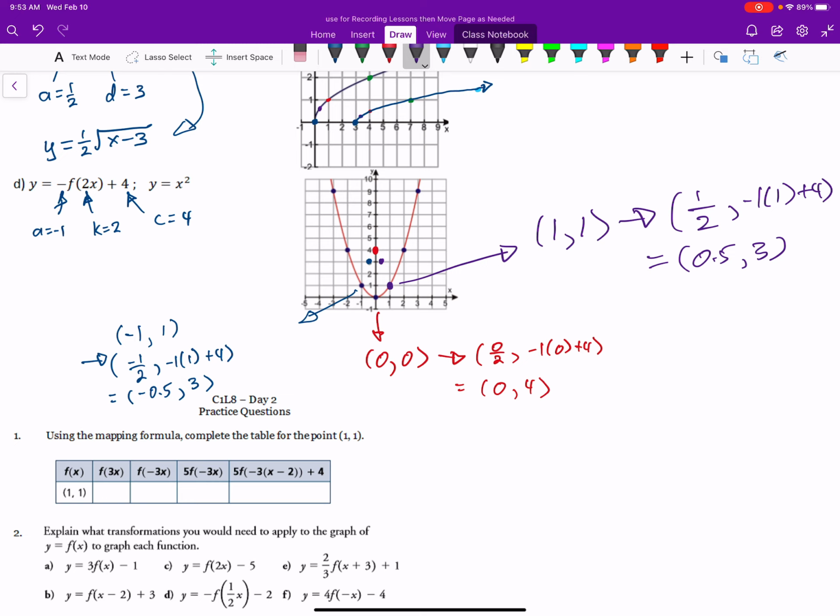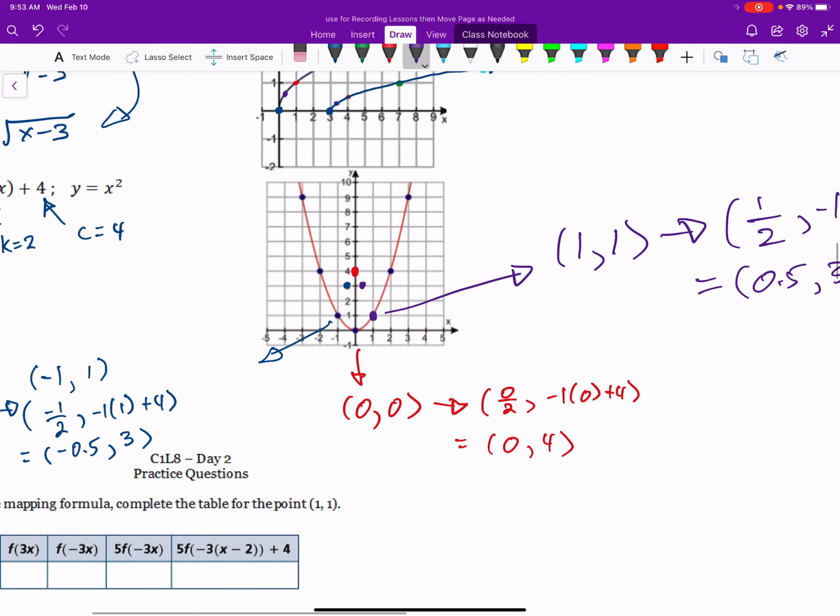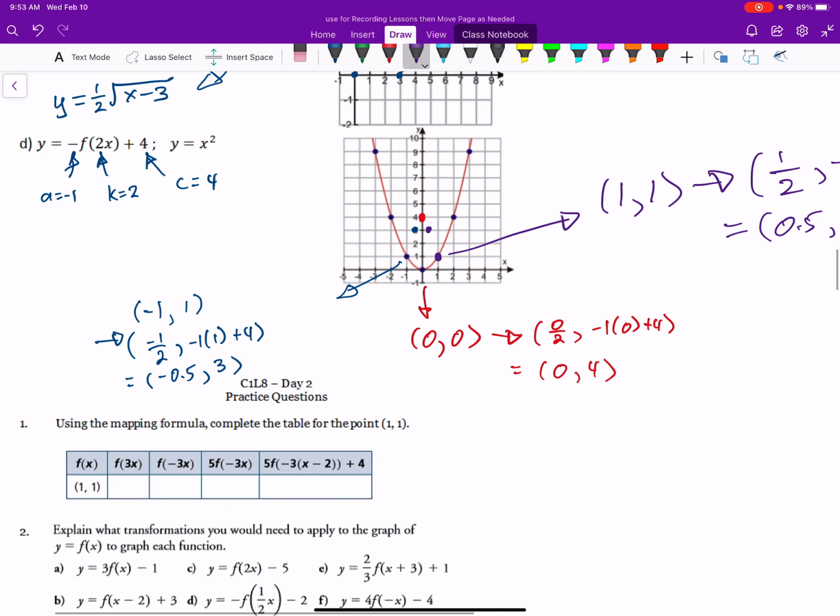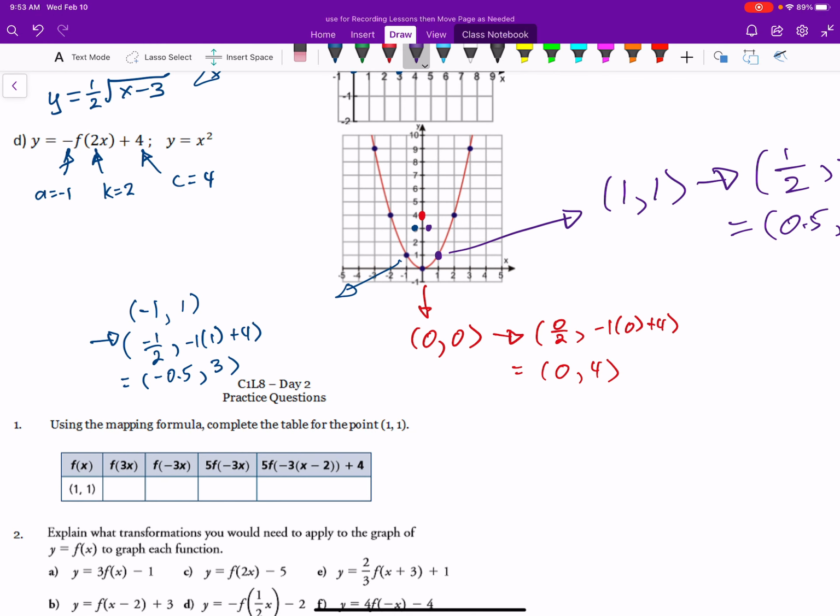And again, once I get an idea of what's going on, I can sort of follow a pattern, right? I don't need to do every point. I know what opens down. So what's happening? It's opening down. I've already taken care of the a value. They're all going to open down. But from the vertex, it's going to open down, and it's going to be compressed half as wide and moved up 4.